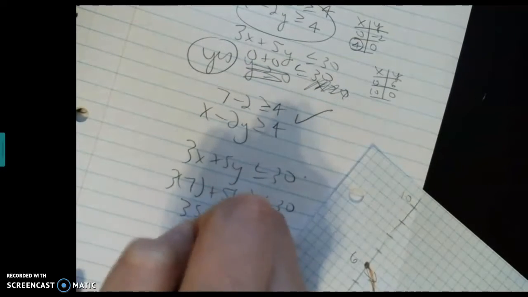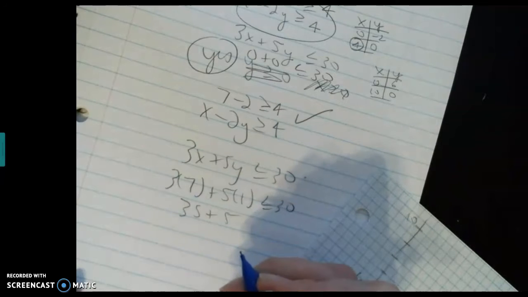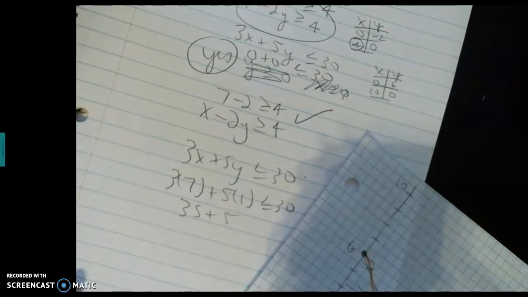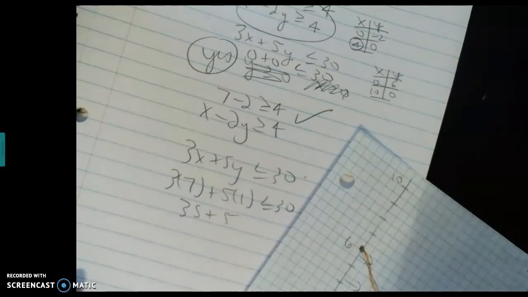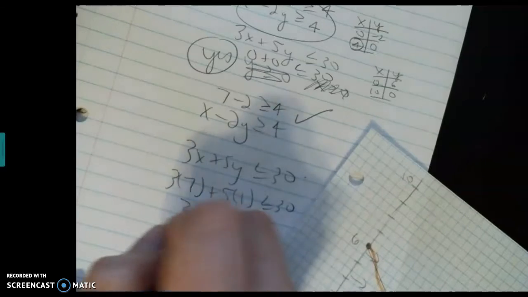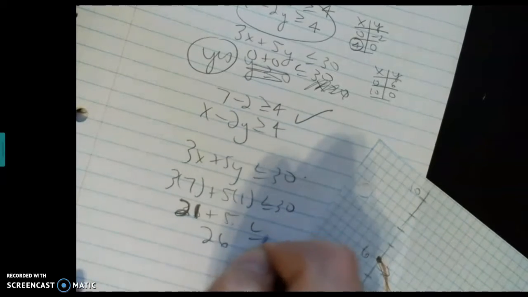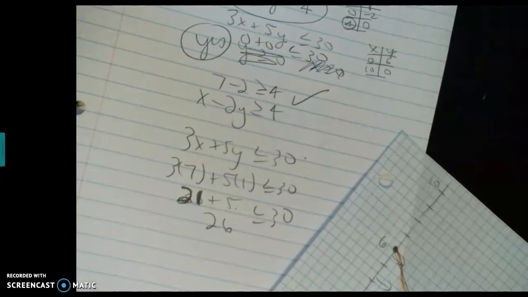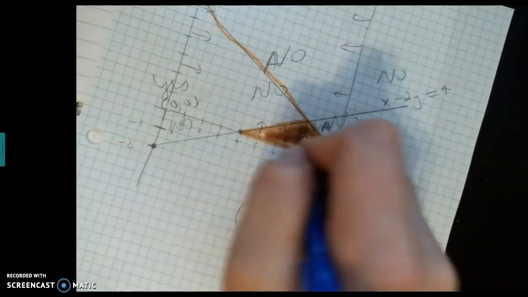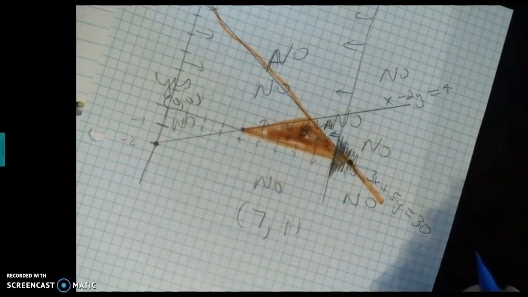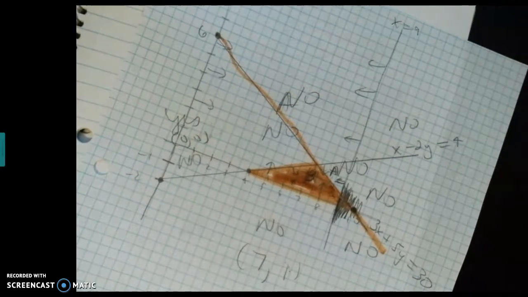And get what? 35 plus 5? Is that right? What did I just sub in? 7 is, oh, how about if I multiply? That would help. 21 plus 5 is 26, which is definitely less than 30. So this one is right. So I know this little region here is right, okay? So that's kind of a way you can check.